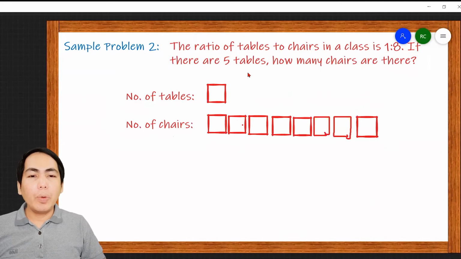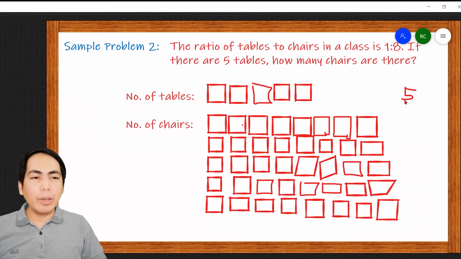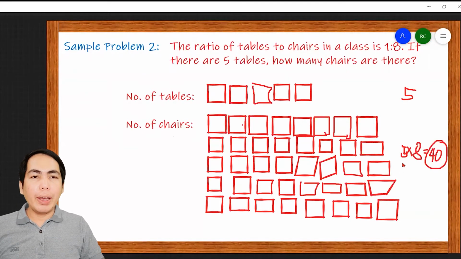So if there are 5 tables, how many chairs are there? We know that for every 1 table, there are 8 chairs. So the moment we add another table here, we will add 8 chairs. So in other words, if we have 5 tables, we have 5 times 8, which gives us 40 chairs.